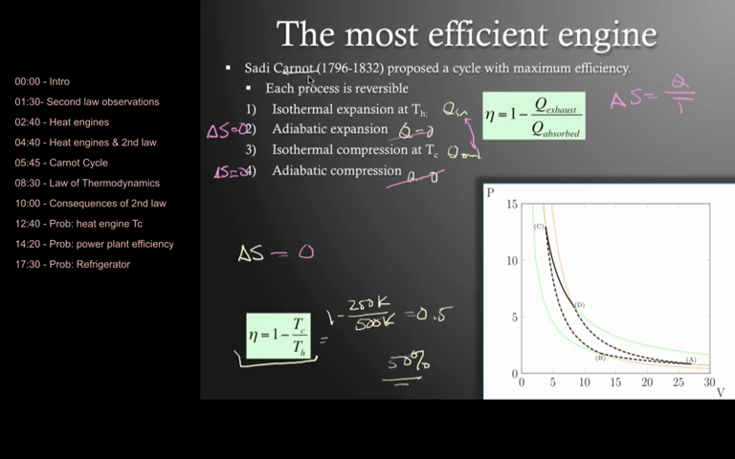The problem with the Carnot engine is that we have these two isothermals, and isothermals can only happen if it's infinitely slow. And so no real engine will ever have these isothermal expansions or compressions. These are just idealizations. So you will never make an engine that's more efficient than this Carnot engine.